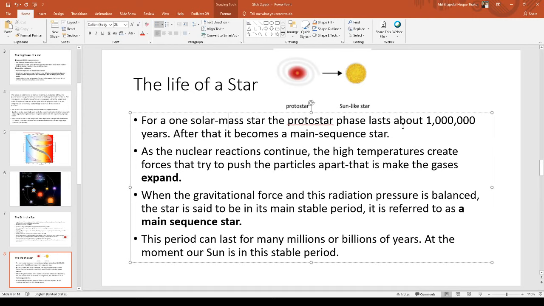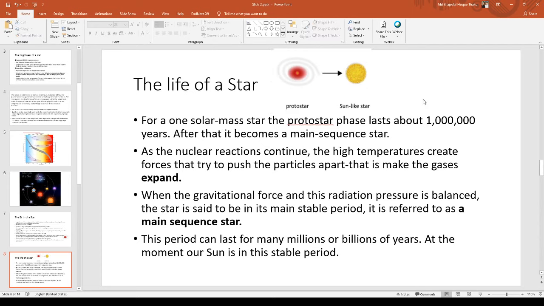So, the small hot ball of gas stays a small hot ball of gas for about 1 million years, and then it blows up and expands into a sun-like star. Okay, you can see this diagram. The small guy now becomes this sun-like star.